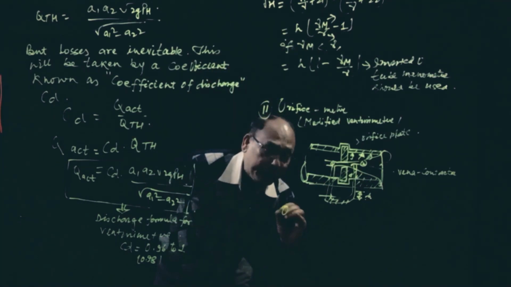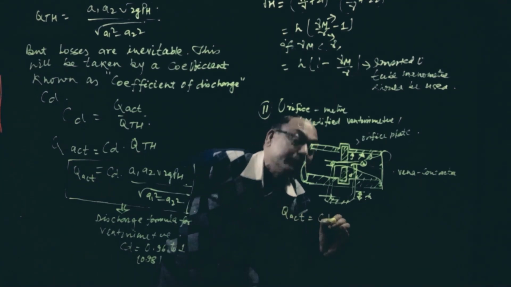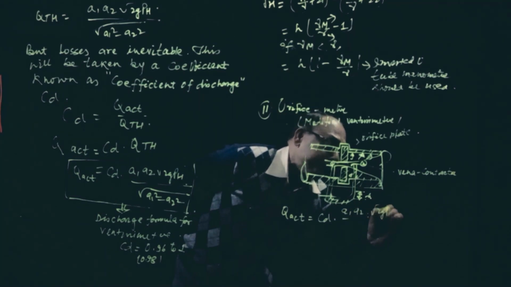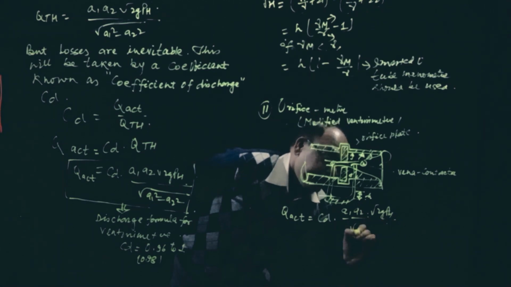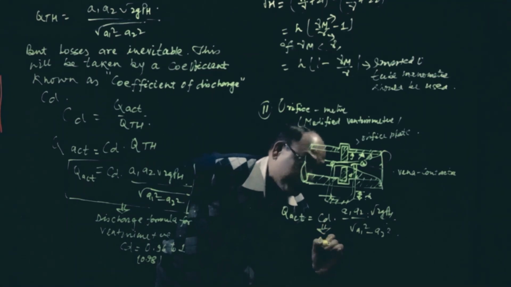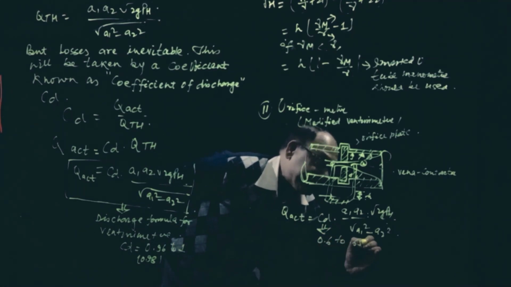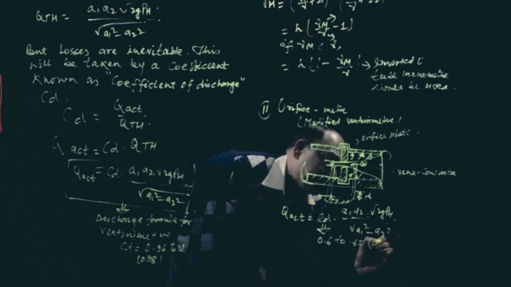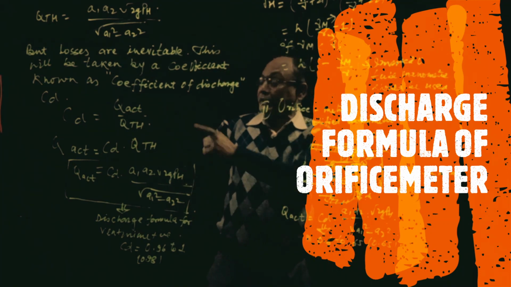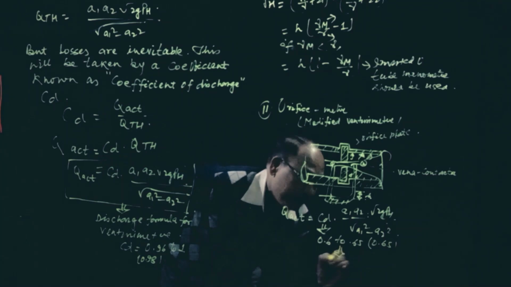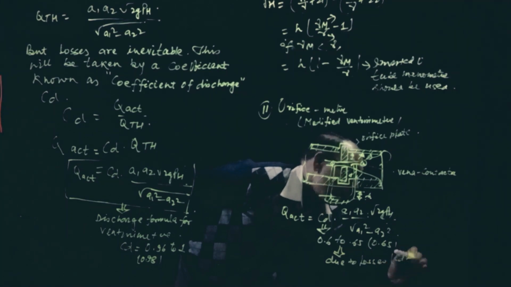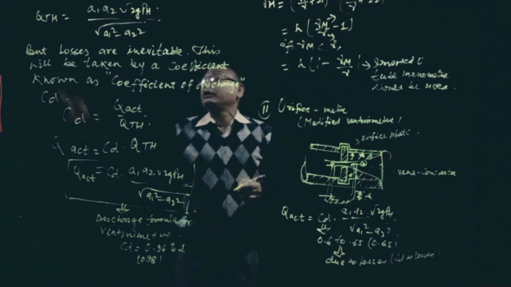Here also the formula will be Q actual is CD into the same thing, A1 A2, where 1 is the entry condition, into root under 2GPH divided by root under A1 square minus A2 square. The value of CD varies here between 0.6 to 0.65. On average we can take it as 0.63 or 0.65. This value is less than the Venturi meter constant because of losses.